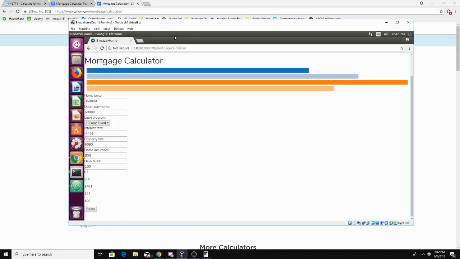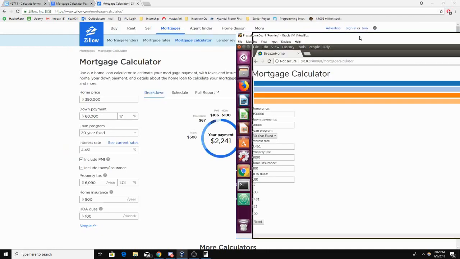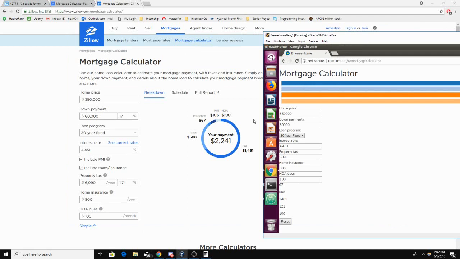So if we go to the website here, I pre-filled this to look just like the Zillow's inputs. We have the home price, down payment, loan program, interest, property tax, and home insurance. So here in the principal and interest, we have 1461, which we get here, 1461. Homeowners is 100. Here's 100. PMI is 106. Ours is 121.